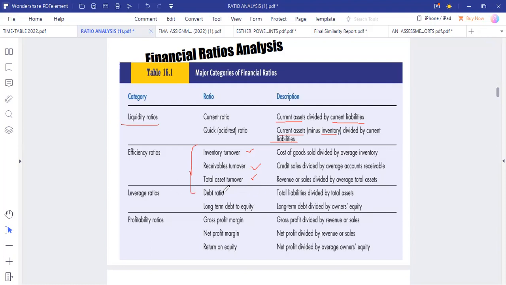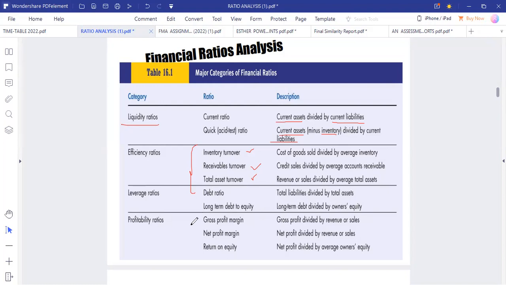So we have the debt ratio, which is given by the total liabilities over total assets, and the long-term debt to equity, which is the long-term debt divided by the owner's equity. This is a ratio of how much was pumped into the firm by the owners through the shares and how much was actually borrowed from the bonds and the bank loans.